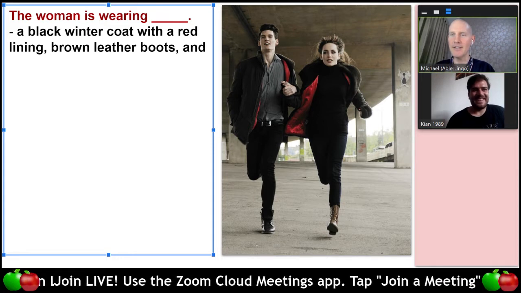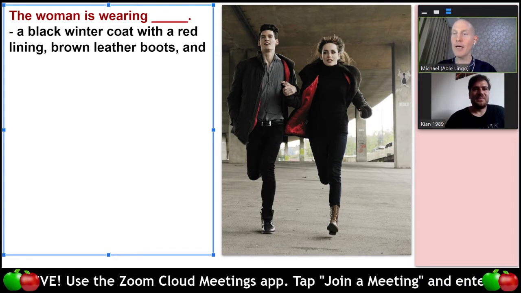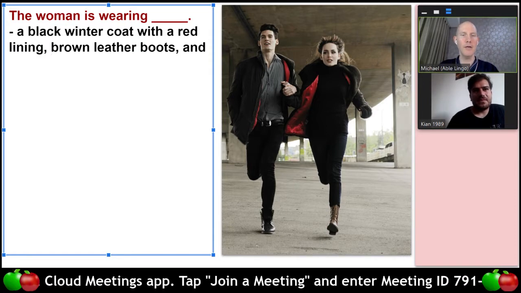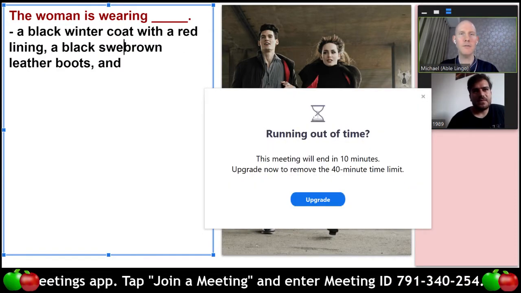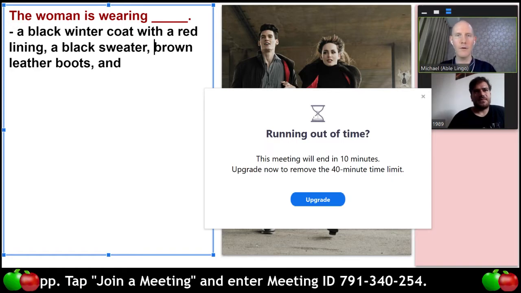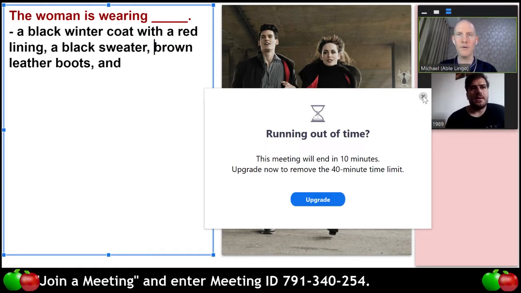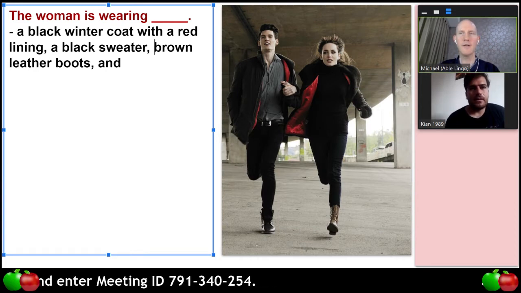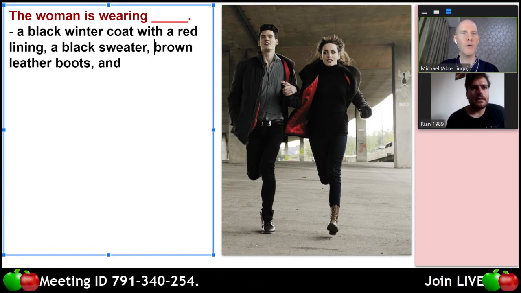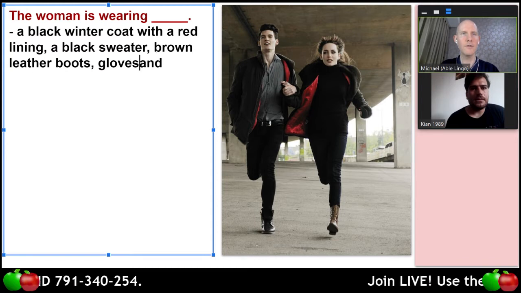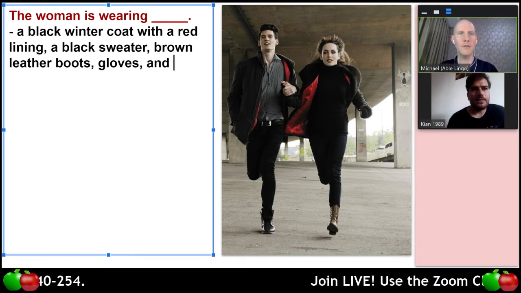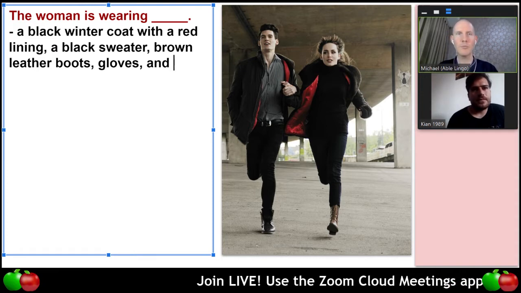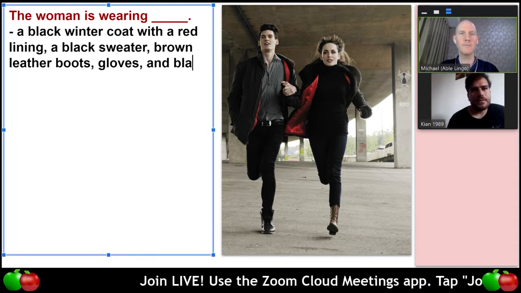All right. Thank you. Leah Huda says a black sweater. Let's see, a black winter coat with a red lining, a black sweater, gloves, and I guess black pants or black trousers.